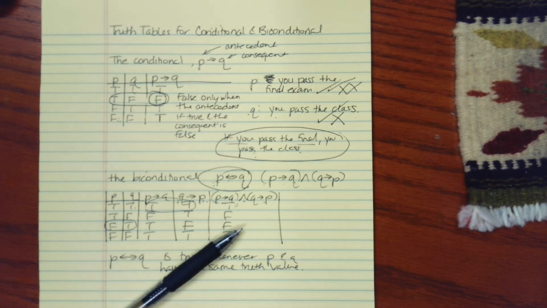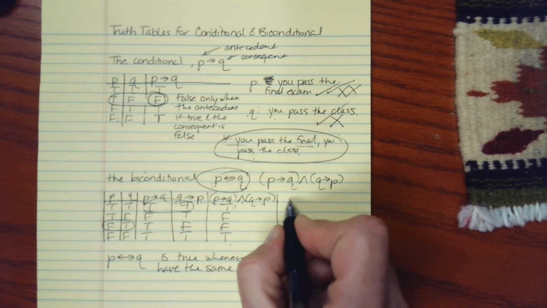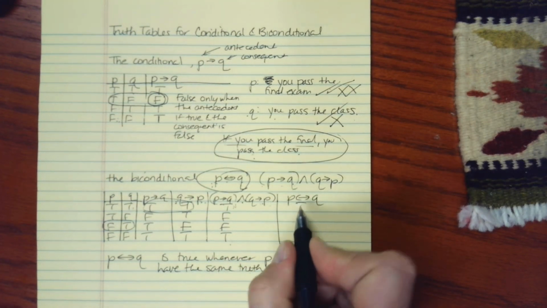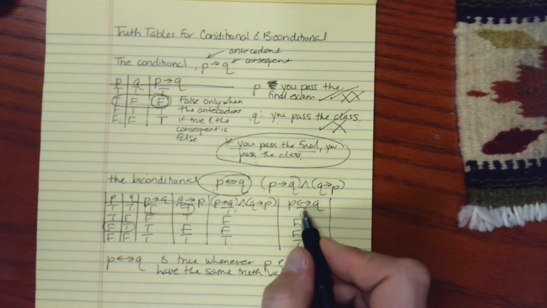All right, so those are the truth tables for, and again, maybe I should have written it here just to make sure that this is clear, that this is the truth table for the biconditional, P if and only if Q.